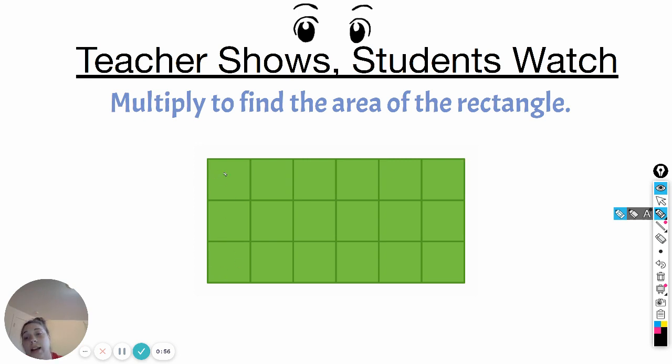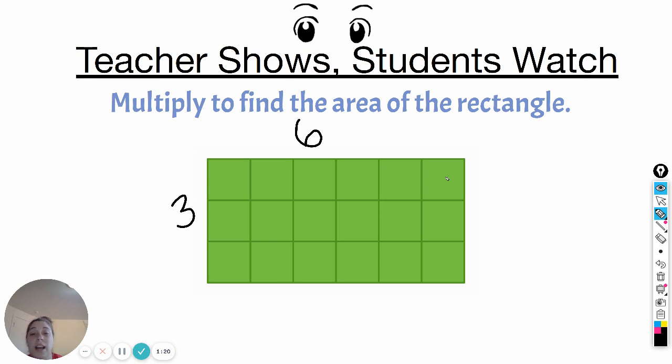First, we're going to look at this side. There's 1, 2, 3. So we're going to label that with a 3. And then I'm going to look at the top. 1, 2, 3, 4, 5, 6. So we have the two side lengths. We have how tall the shape is and how long the shape is, okay?